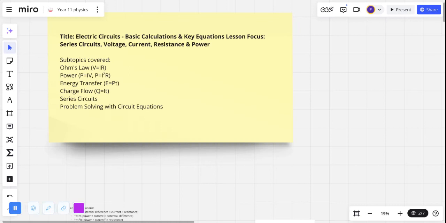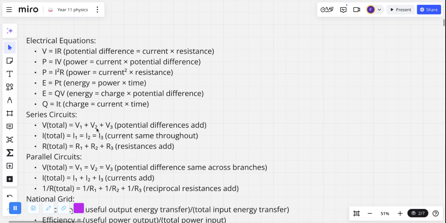So what this lesson is going to look at is which equations you need, where to find them if you need them, because some of them are on the formula sheet, and how to use them. Okay, so that's the entire point of this lesson. Now within circuits, I've put them all here.